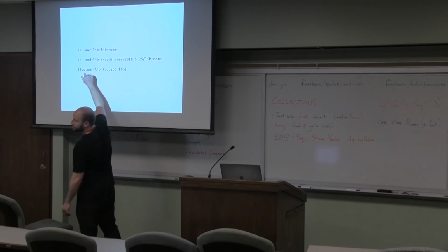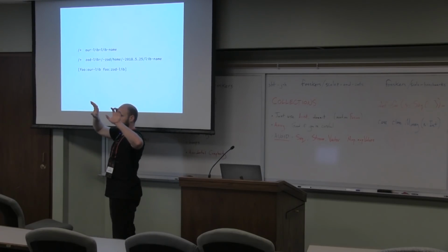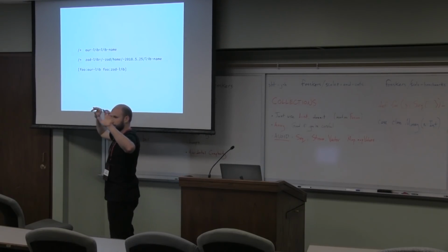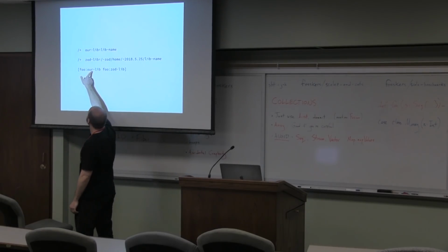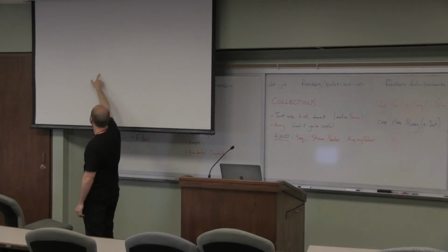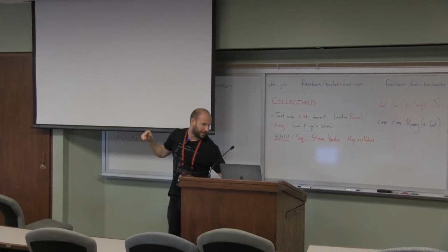But what happens is these just come into the namespace of your program as 2 entirely separate things. And so if there's some symbol foo that you want to use from our version of the library, you can do it like this.